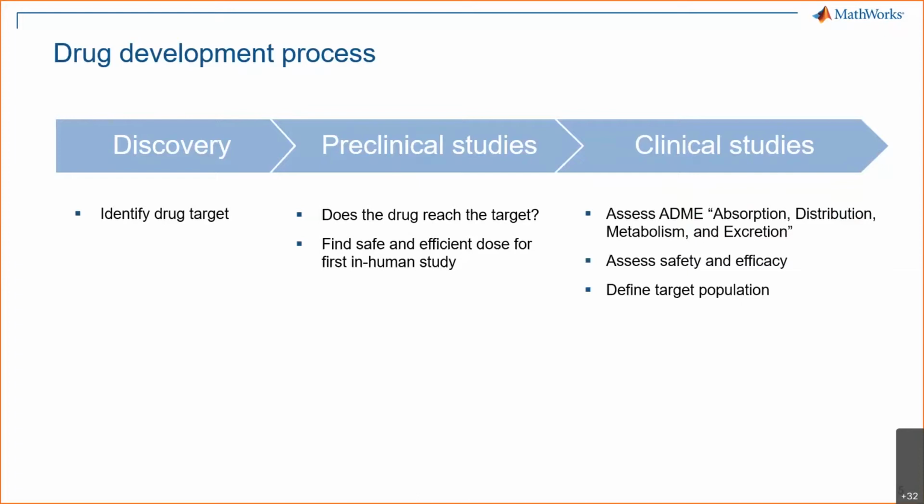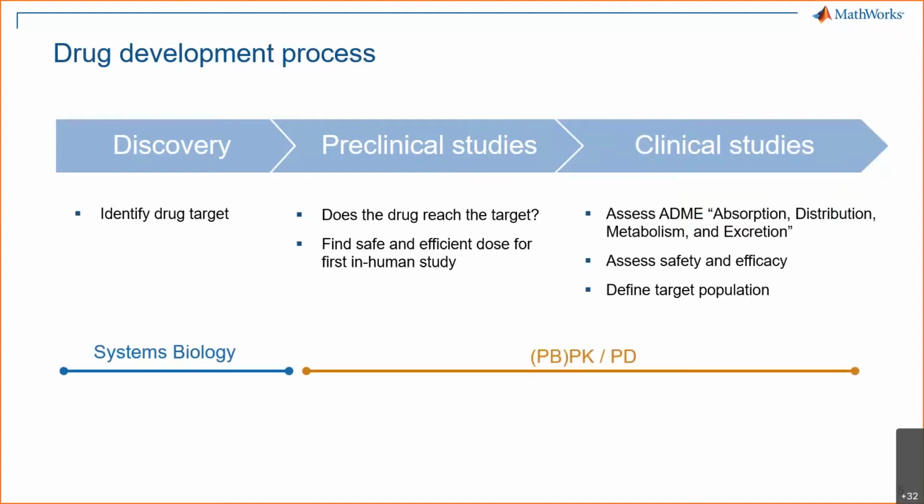So where are those methods I showed previously used? Systems biology would be mostly used in the discovery phase, because here you're trying to find the drug target. So you really need to go into the details of the mechanisms involved or the processes involved in the disease you're looking at.